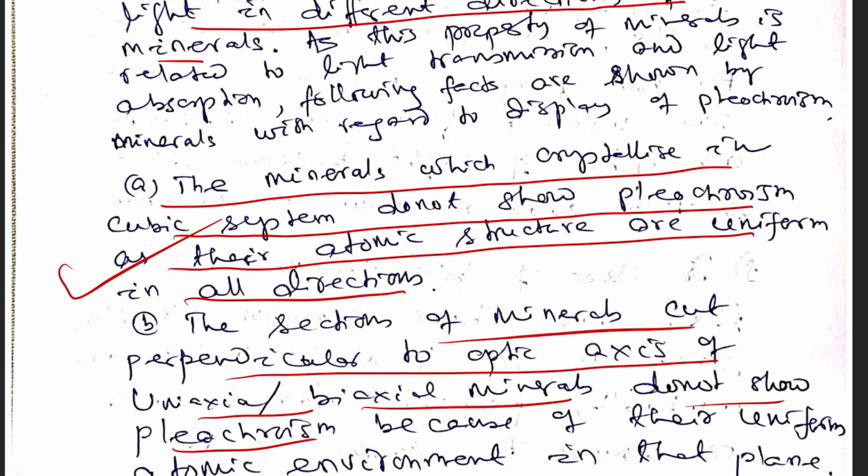In the case of uniaxial minerals, it is the basal section which presents this character, and therefore there occurs no double refraction along the C axis of uniaxial minerals, which is perpendicular to the basal section. Therefore these basal sections of uniaxial minerals do not show pleochroism. Similarly, the sections cut perpendicular to any one of the optic axes in biaxial minerals do not show pleochroism.